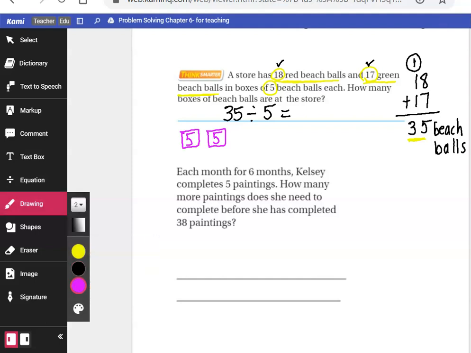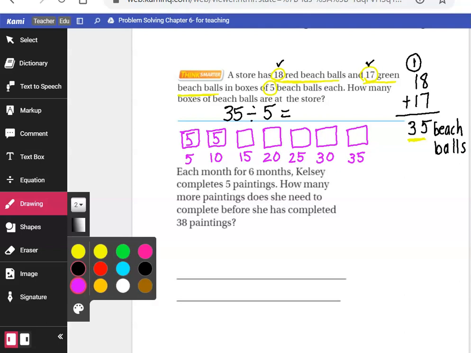5. We can actually use this picture now to help us, but I'm going to skip count. 5, 10, and then I have another one, 15, and I'm going to keep going until I get to 35. By writing this down, it helps me to have a visual, and then I always double check my work. 5, 10, 15, 20, 25, 30, 35. So those are all my boxes of beach balls. Let's count how many there are now. 1, 2, 3, 4, 5, 6, 7. So there are 7.